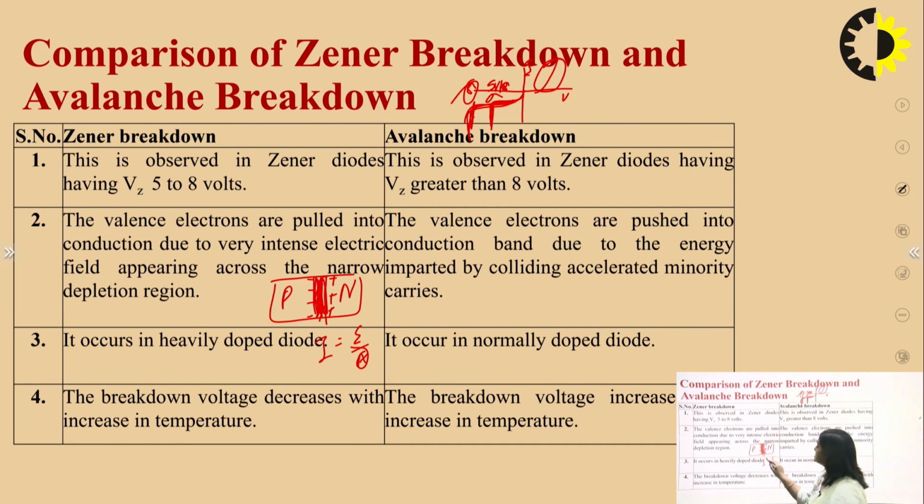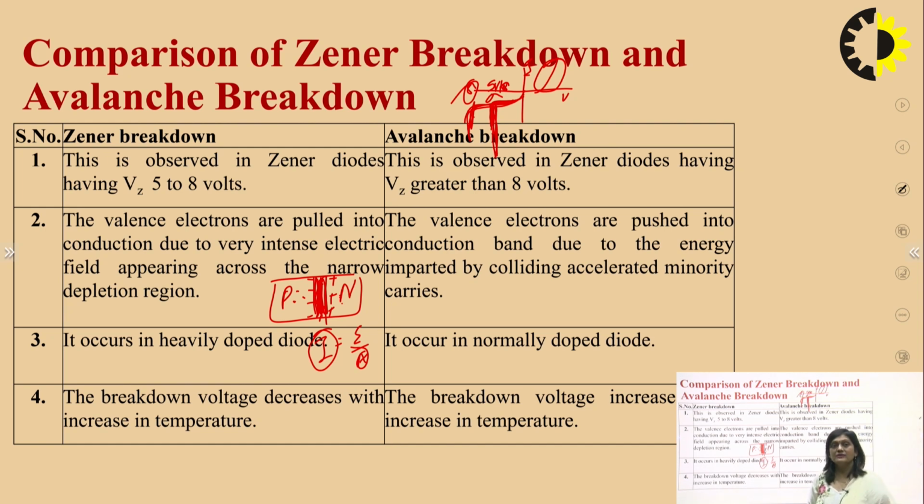Due to this high intensity, the covalent bonds in the P and N junctions will break, and a huge amount of charge carriers will be free, and a very large amount of current will flow. So this is the Zener breakdown. And avalanche breakdown occurs beyond the 8 volt, and since it is lightly doped, the depletion layer width is not very thin. So here the breakdown is not possible due to a high electric field intensity, because the doping level is not very high. Here the voltage applied across the diode is very high.